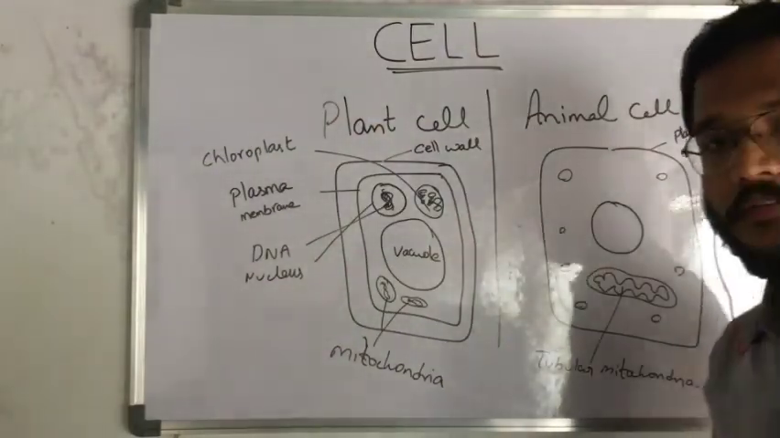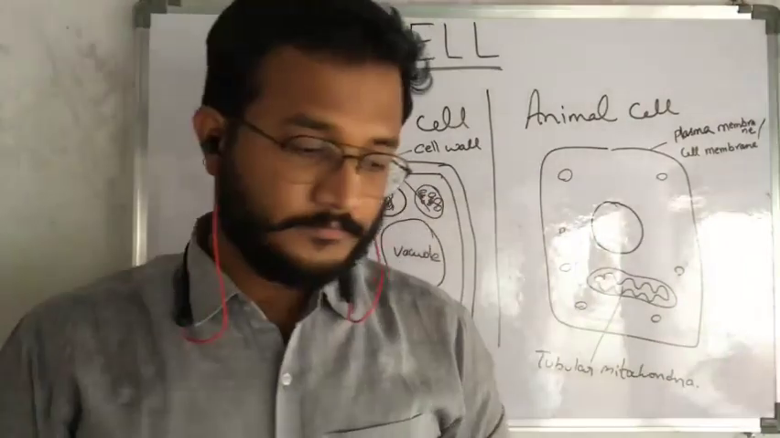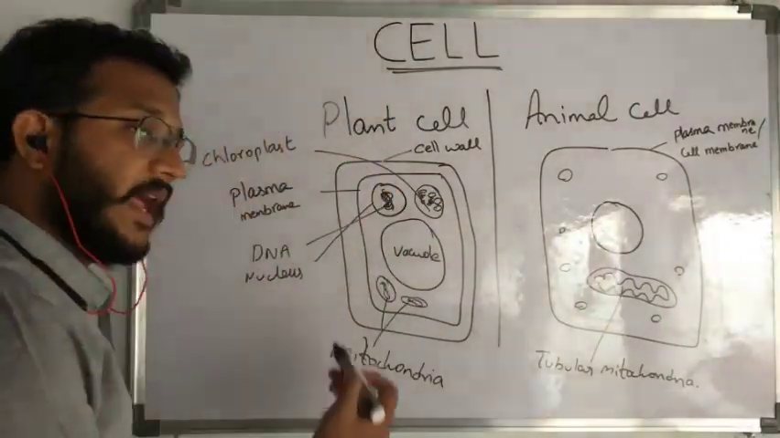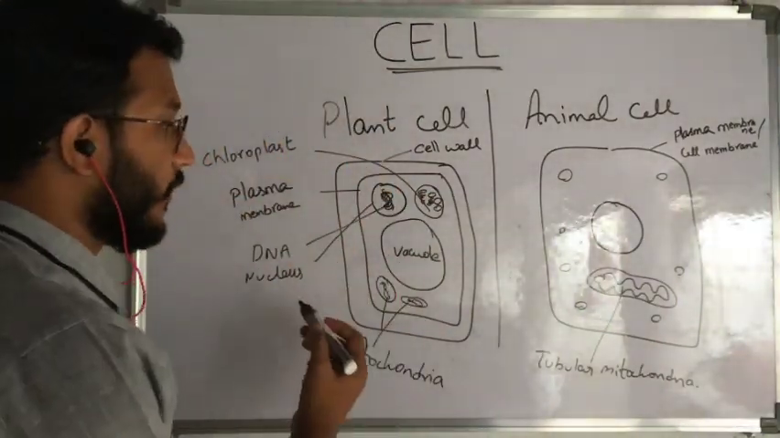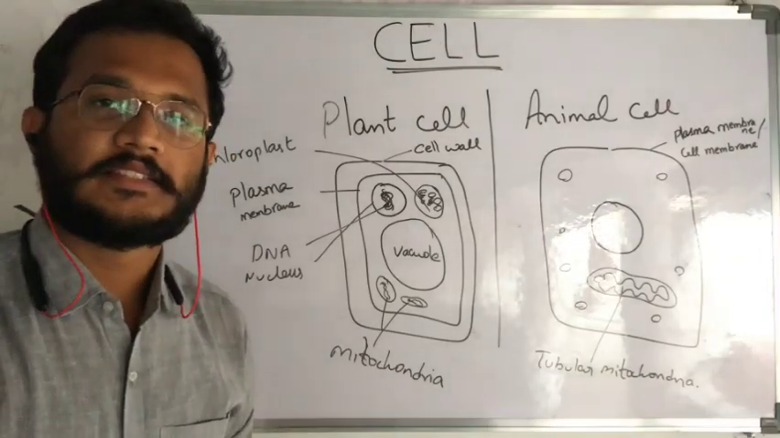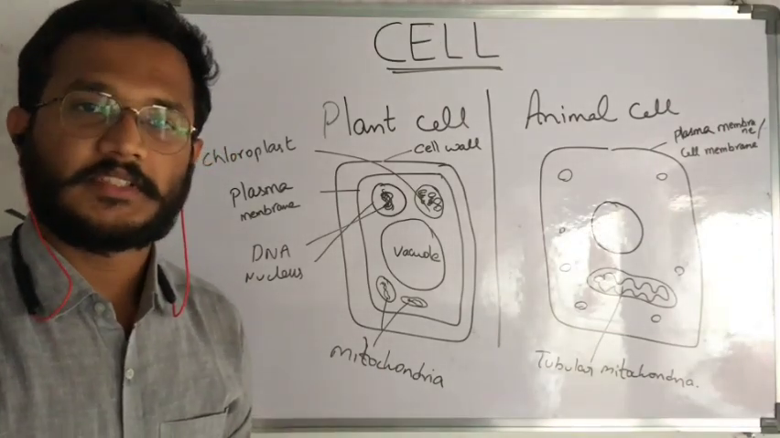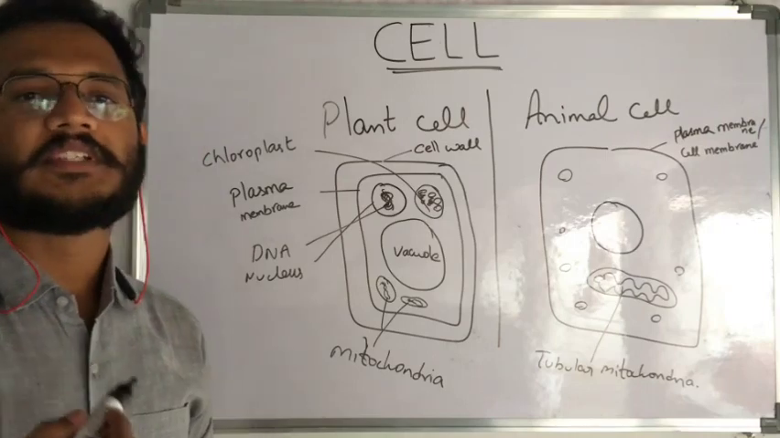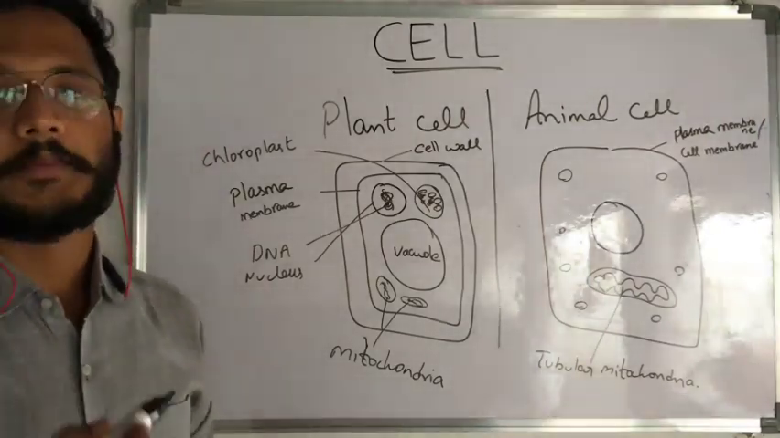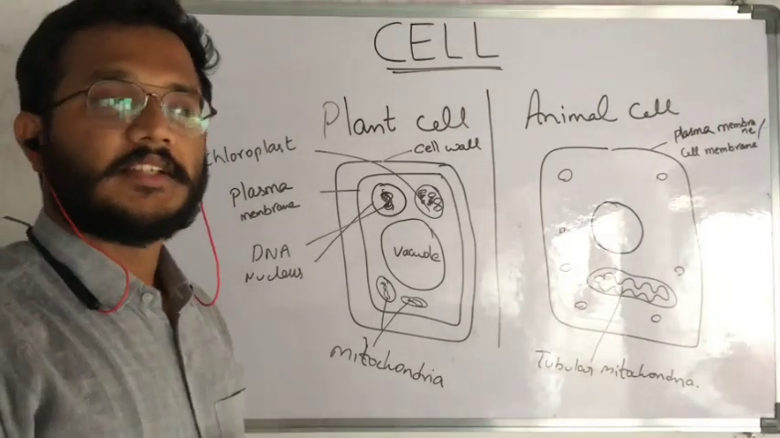And here one more difference we can see. What is that? Plants can synthesize all types of amino acids and all types of vitamins. They can synthesize, but animal cells cannot synthesize all types of amino acids and all types of vitamins.